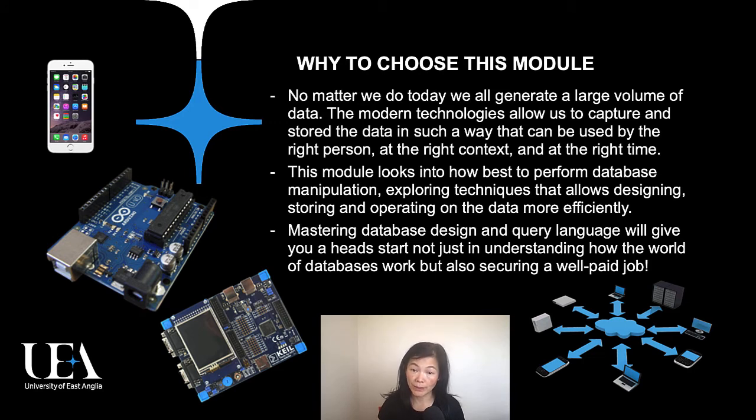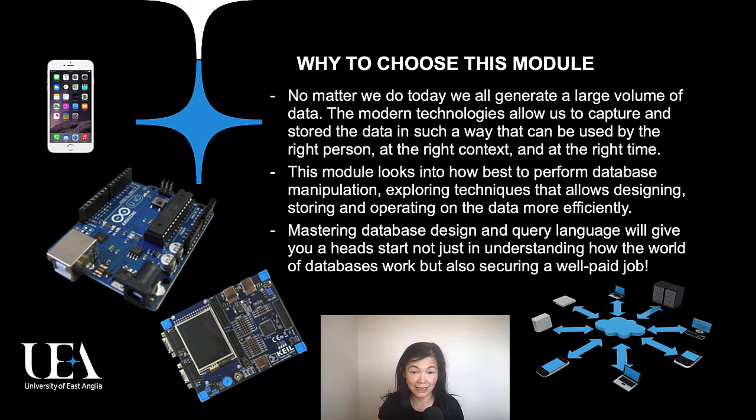Why would you choose this module? Or why should you choose this module? Well, no matter what we do today, we generate large volumes of data. The modern technologies allow us to capture and store the data in such a way that they can be used by the right person at the right context and at the right time. But how does this work? How is data stored and retrieved later on?